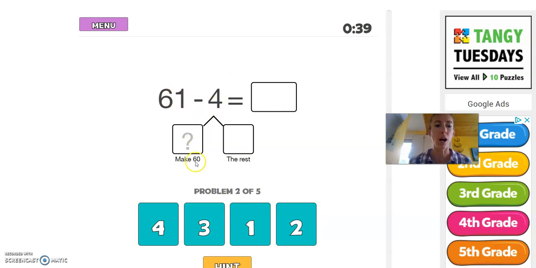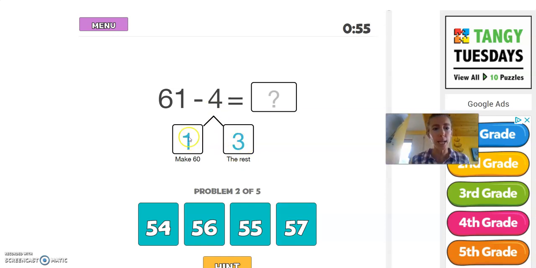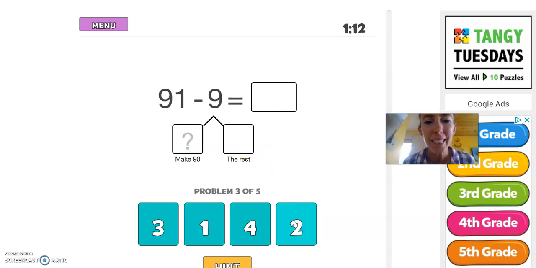61 minus 4. Oh, if this was just 1, I'd make it back to that multiple of 10. I'd make it back to 60. But it's not 1, it's 4. So if I have 4 and I take 1 away, I'll have 3. So 3 and 1 gives me 4, but I break it up to make it easier. 61 minus 1 is 60. And if I go back 3 more, that would be 50-something. 57, because 7 and 3 make 10.